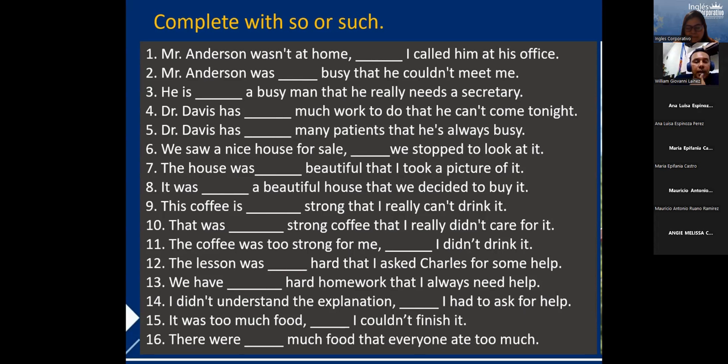14. I have to ask for help. La 15. It was too much food. Too much food. ¿Cómo sería aquí, teacher? I couldn't finish. Y sería there were so much. 16. There were so much food.